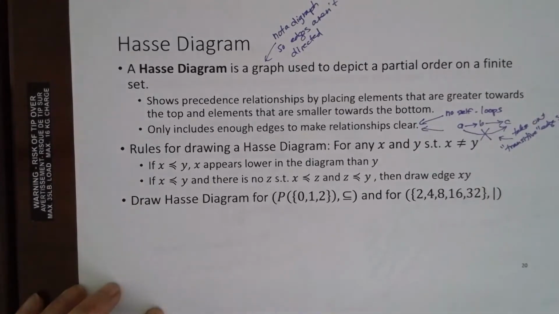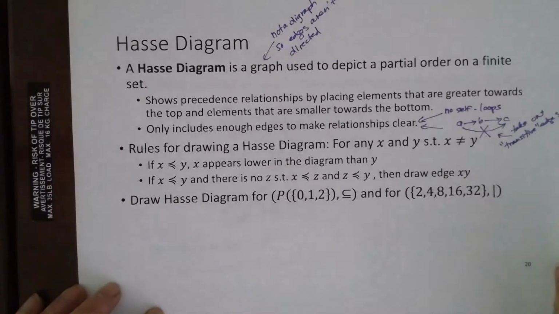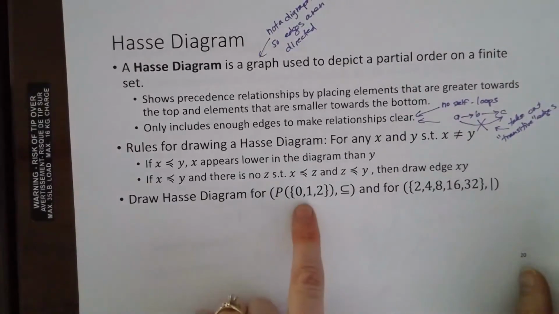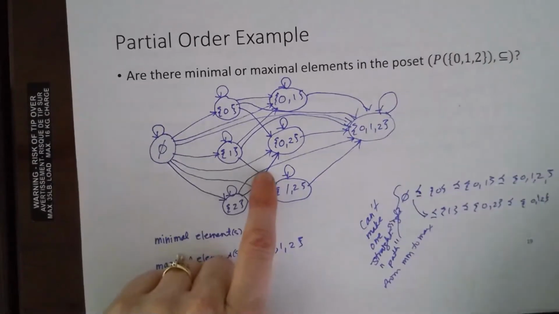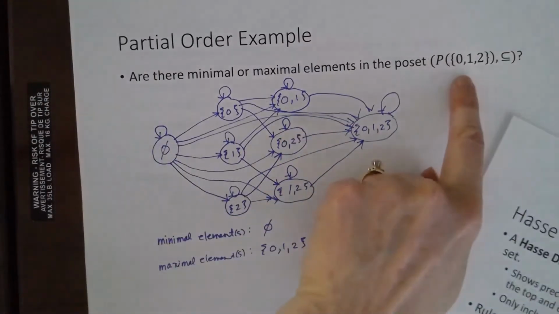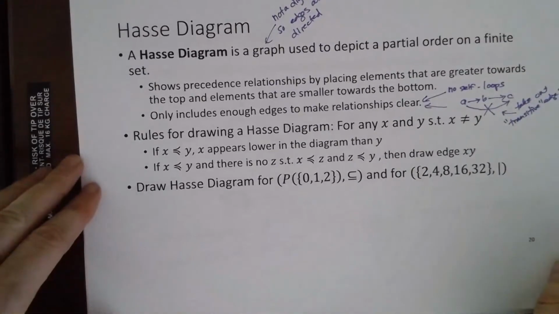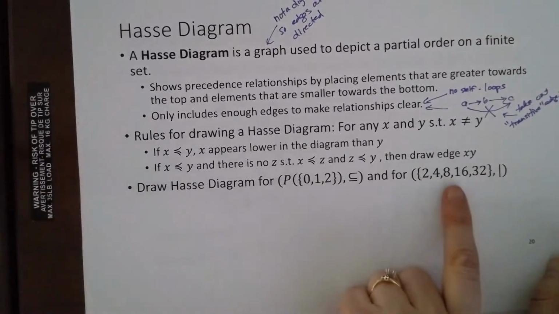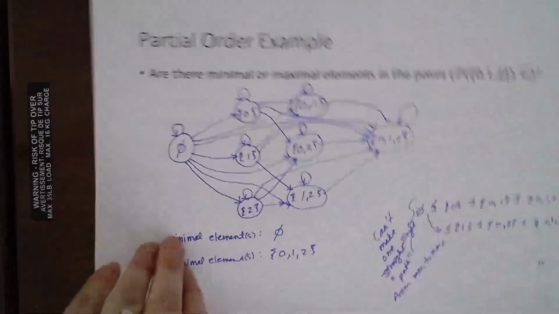So let's look at the previous two examples that we looked at. The Hasse diagram for this mess right here is going to be this one. It's the same thing. We've already done this exact one. And then we're going to look at the Hasse diagram for this one, and that's on the previous page.